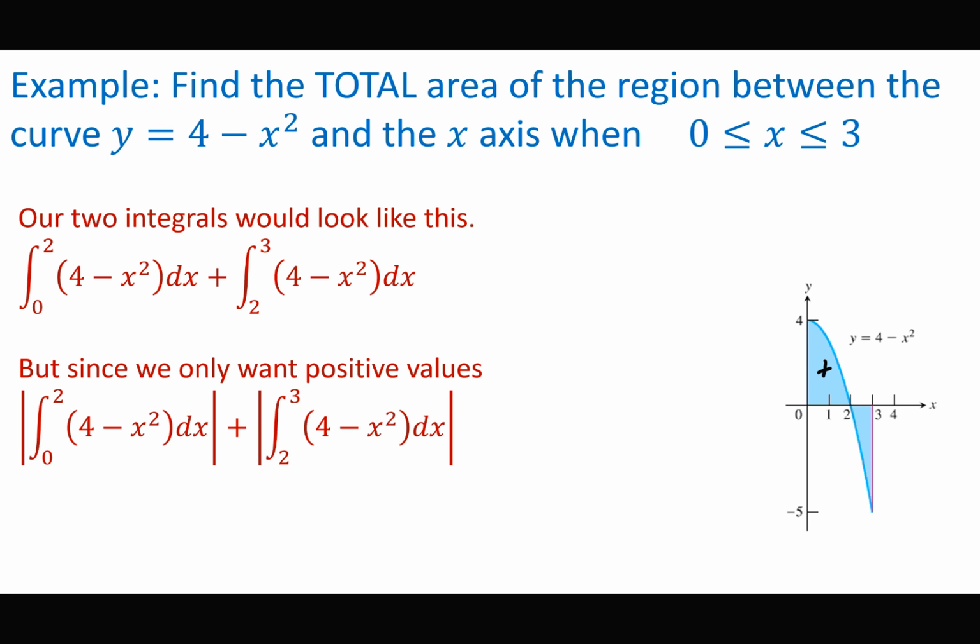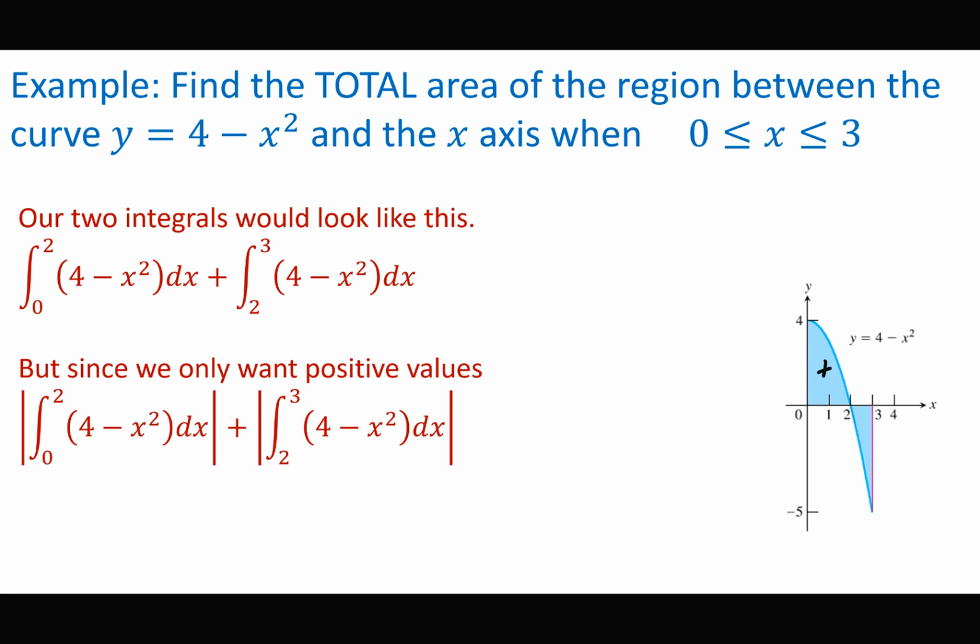So fail-safe is always just put them both in absolute value. If you didn't graph the function or you don't have an idea what it looks like, without fail, just put them in absolute value bars. You won't have to worry about it. Okay. If you already have a graph and you know, well, I know this one on the left is always going to be positive, you don't have to put it in absolute value bars because you're getting a positive answer anyway. But then on the right, that is below the x-axis.